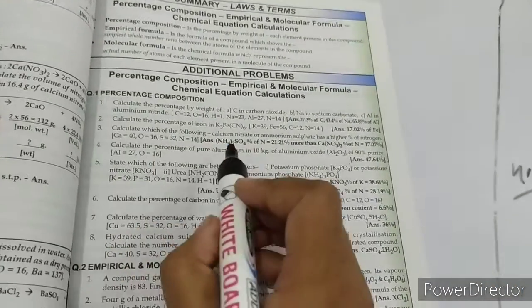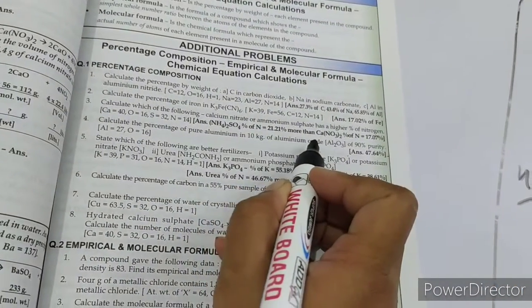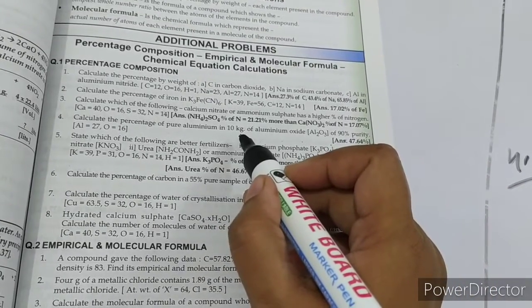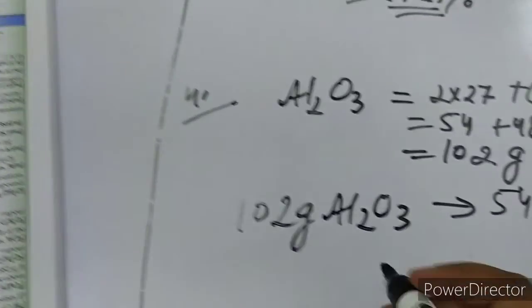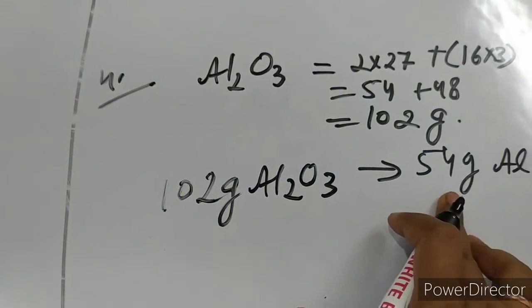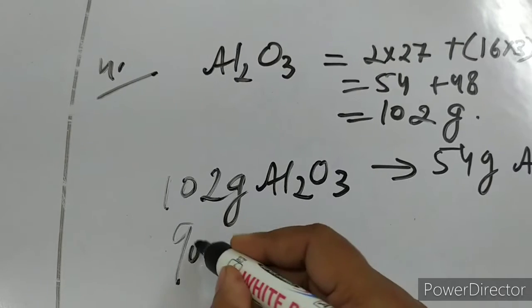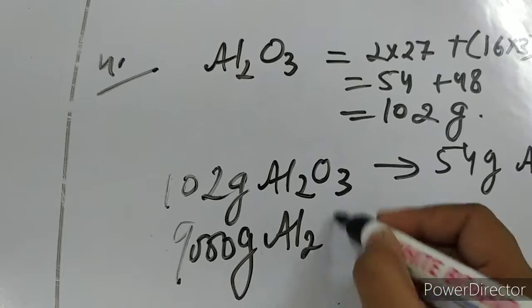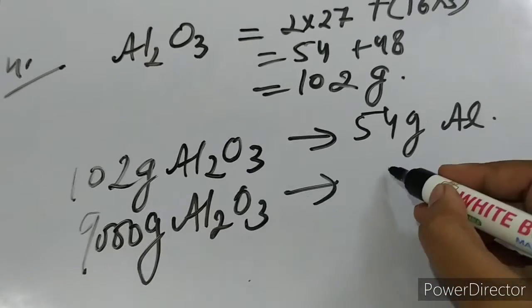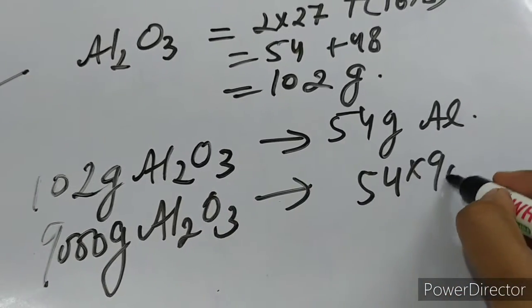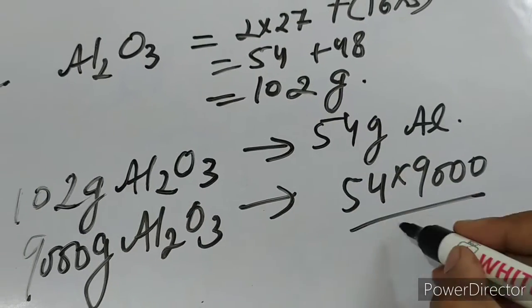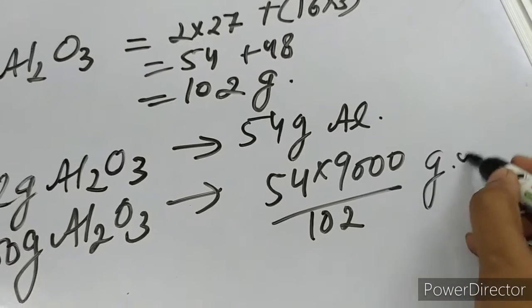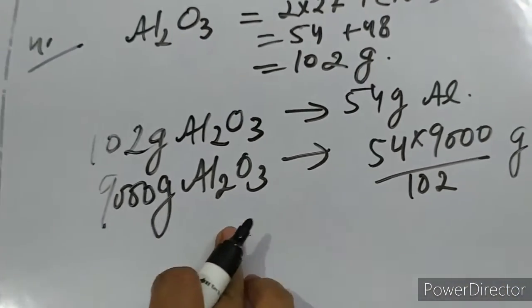Now in the question you can see here it is given 10 kg of aluminium oxide of 90% purity, means 90% of 10,000, that will come out to be 9,000 gram. So if 102 gram of aluminium oxide contains 54 gram of aluminium, then how many gram of aluminium will be there in 9,000 gram of aluminium oxide? So that you have to calculate. That is 54 into 9,000 divided by 102. This much gram of aluminium will be present in 9,000 gram of aluminium oxide.